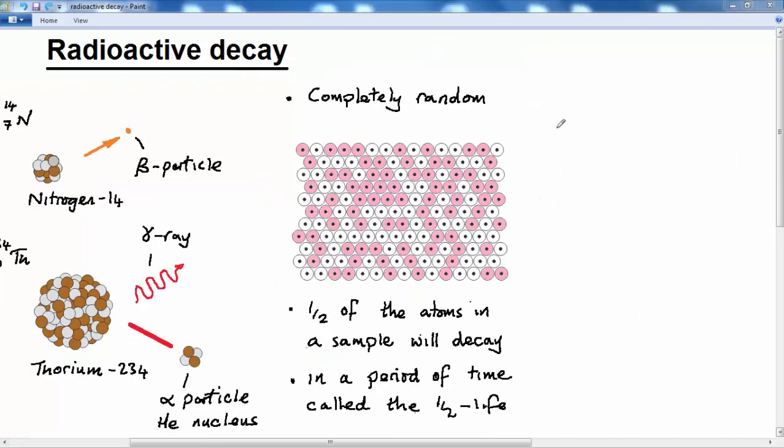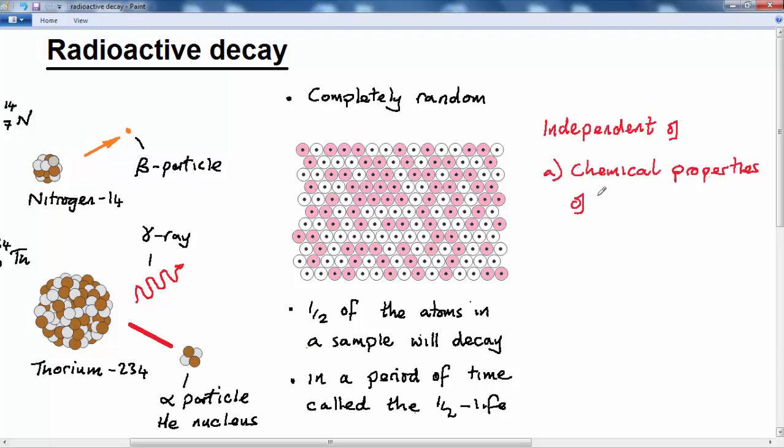Now I would like to say that this process of radioactive decay occurs completely independently of any chemical properties of the material or chemical bonding. So we can say that radioactive decay is independent of chemical properties of the material. That's to say, it is a completely nuclear effect, whereas chemical properties are related to the electronic structure of the atom. And secondly, that these radioactive events occur independently of physical conditions, such as temperature or pressure.